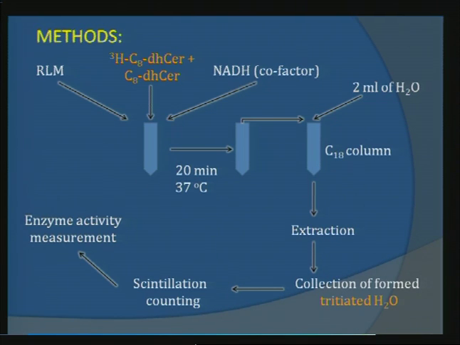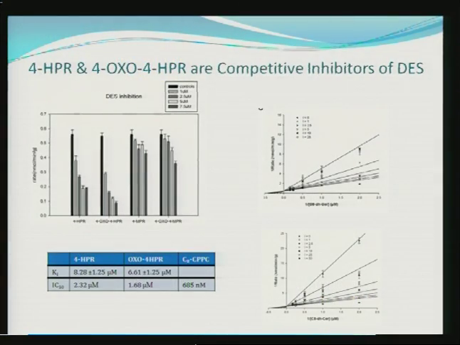And this is their methodology showing where we have both cold and hot substrate, and we're having an indirect method where we're able to measure the amount of labeled water to actually measure enzyme activity. So our data show, with both the 4-HPR and the 4-oxo-4-HPR in our enzyme assay using rat liver microsomes, a dose-dependent inhibition in enzyme activity with the two compounds, and really very little effect with the other metabolites. And through more enzyme assays, we're able to show that both compounds were actually competitive inhibitors of the desaturase.